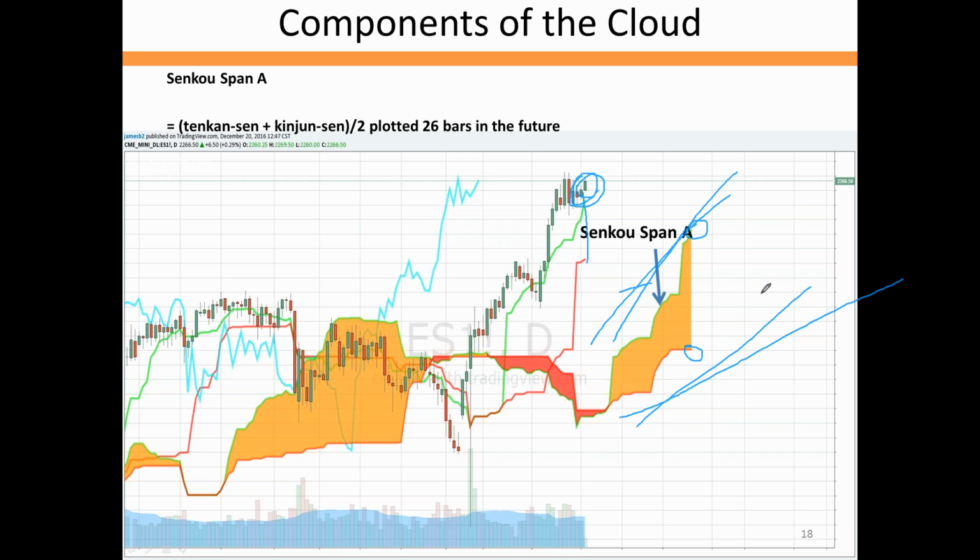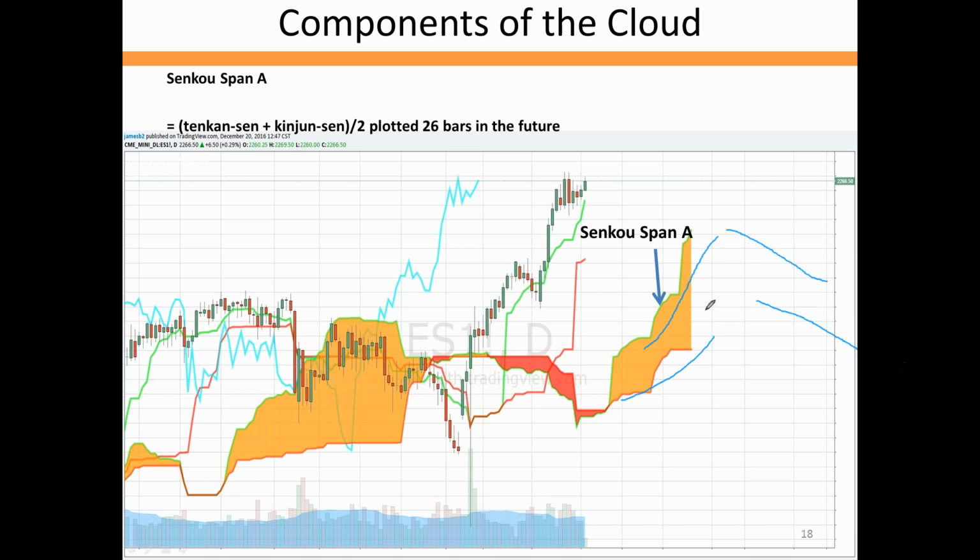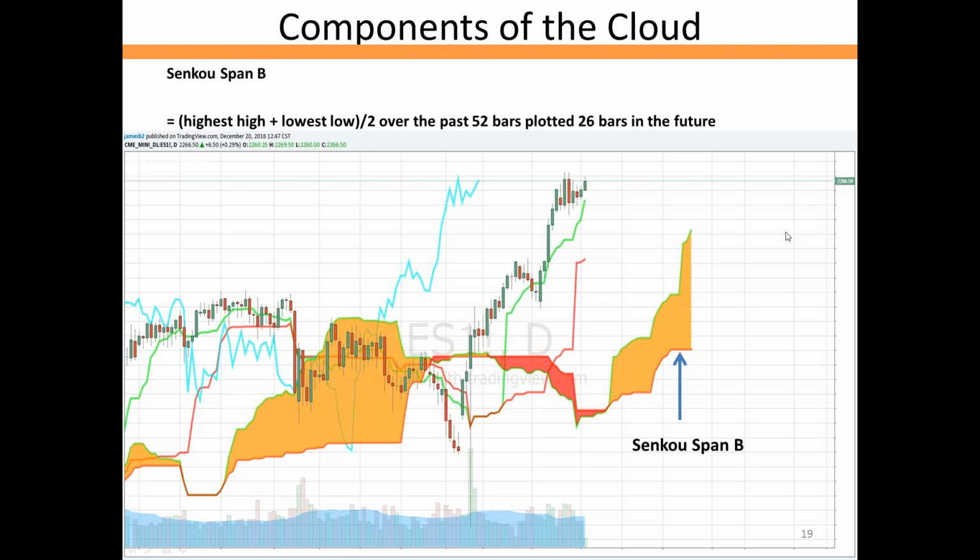If this forward-looking component of the cloud is strongly upward sloping, then it tells me that the trend is sustained and pretty strong to the upside right now. Likewise, if it's sloping lower, it tells me the opposite. And right now in the SPOOs, it's very strong and upward sloping. If we see it start to flatten out or move lower, that could be an early sign that the trend is getting exhausted. And again, all of this can be applied to the intraday levels as well.